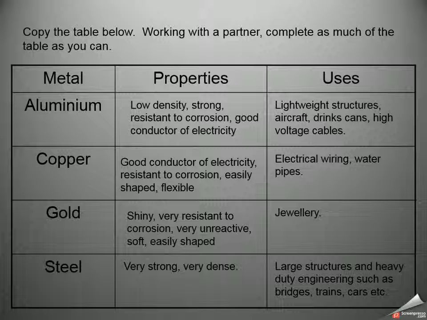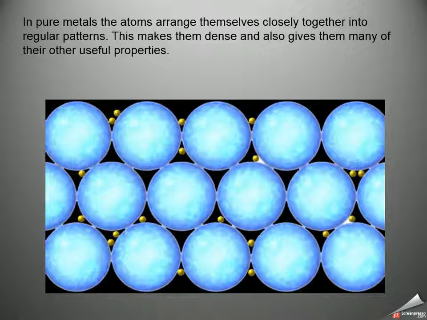So they're the main properties of metals. Just be a little bit aware of this. Have a look at this table, maybe pause it, have a read so you're aware of the main properties of the different metals. Now, in pure metals, the atoms are all in nice regular lines. You can see this, can't you?